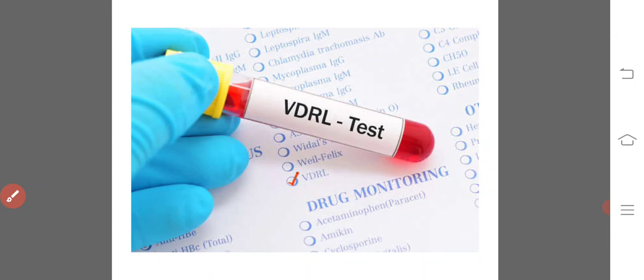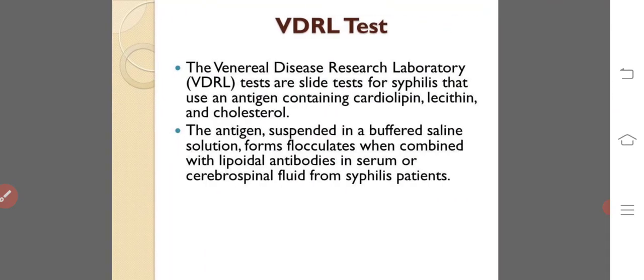And the best example for this is the VDRL test, the VDRL test for syphilis. VDRL means the Venereal Disease Research Laboratory test, which is designed to assess whether you have syphilis, that is a sexually transmitted infection. Syphilis is caused by the bacterium Treponema pallidum.